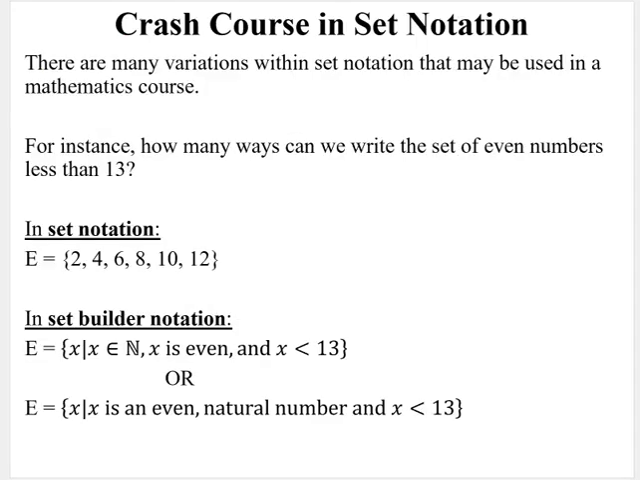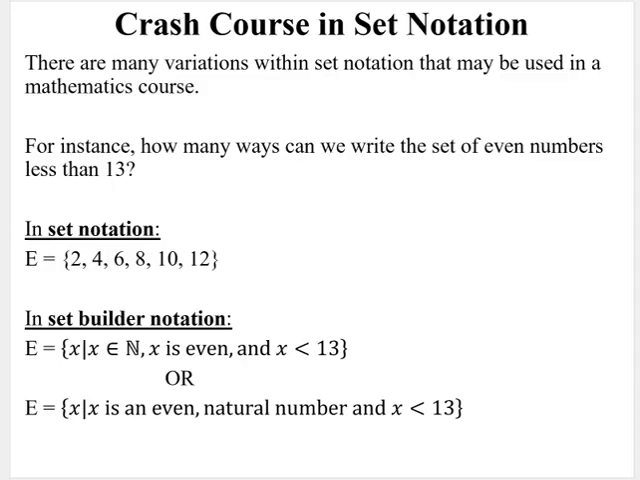So there's variations in the way you can write things in set notation. So I just have this example. How many ways can we write the set of even numbers that are less than 13? Well, we could just write it as a set. I'm going to call it E. The even numbers that are less than 13 are 2, 4, 6, 8, 10, and 12.